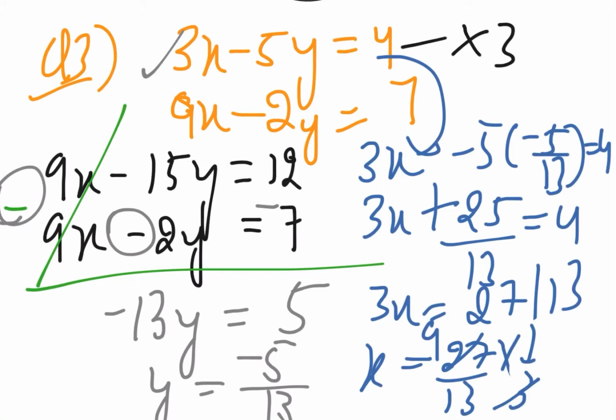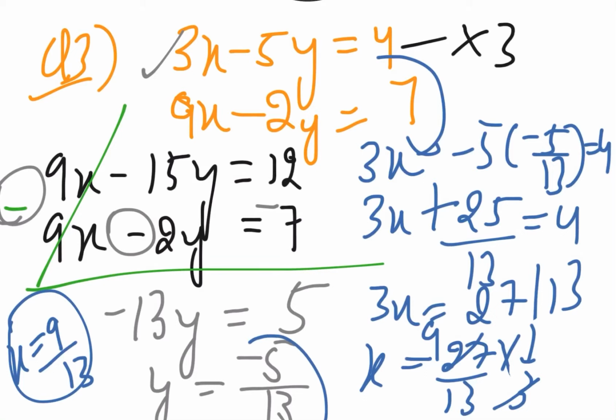So I'll write the value here. X is equal to 9 by 13. Y is equal to minus 5 by 13. These are your two values which you can verify in the equation simply. How to verify? Let us take this equation. You can take the screenshot first.